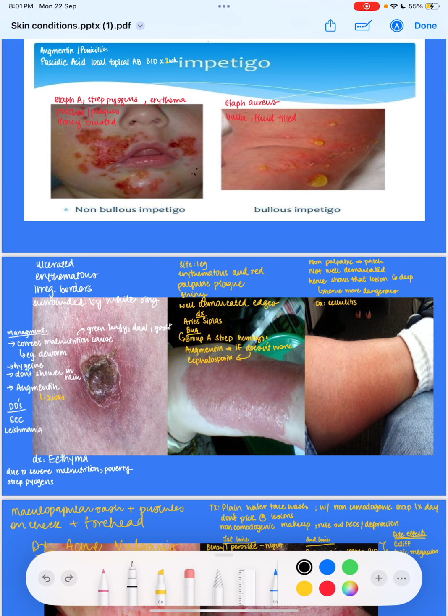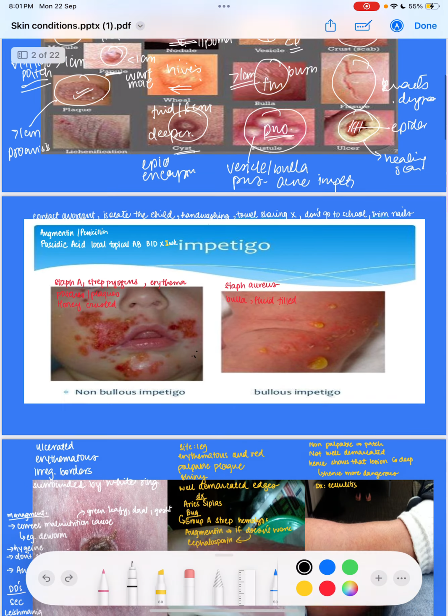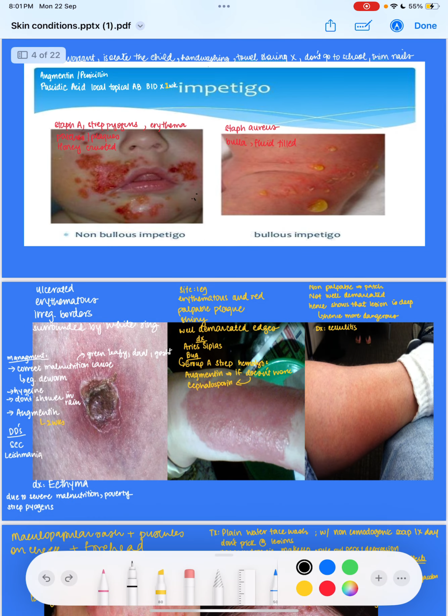So the way we would describe this is this is ulcerated, right? And we know that this is ulcerated just because we know it's erythema. But also from the picture, we can see that the epidermis is sort of lost, and we can see the dermal layer. So we'll say that this is ulcerated. It's erythematous because the surrounding skin is red. The borders are irregular, so it's not circular, it's very zigzag. And then it's surrounded by this whitish ring.